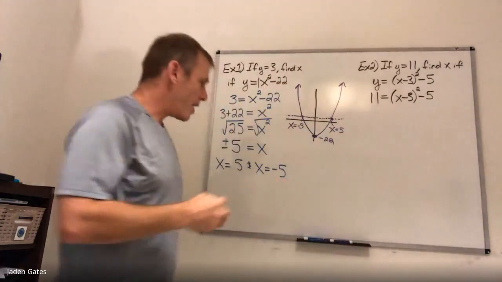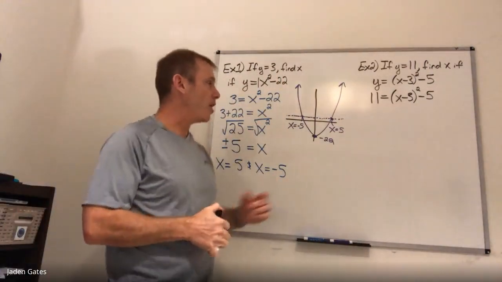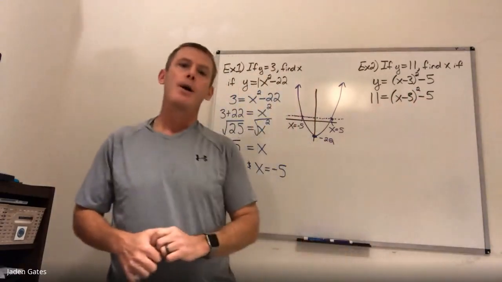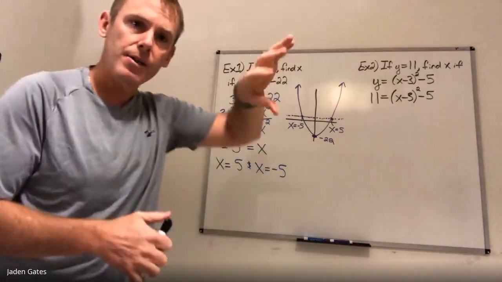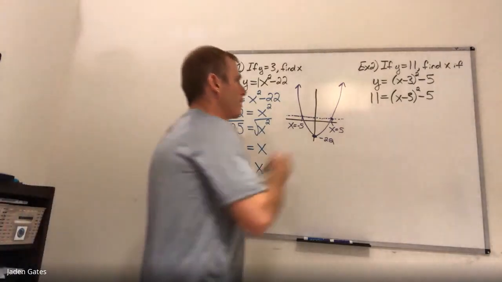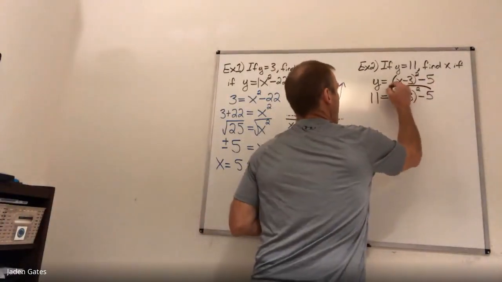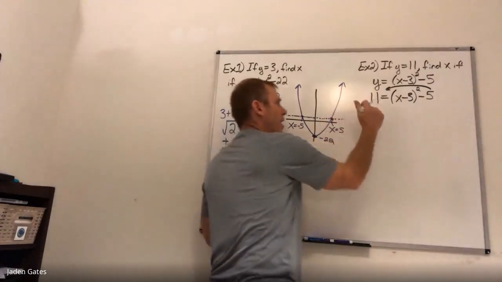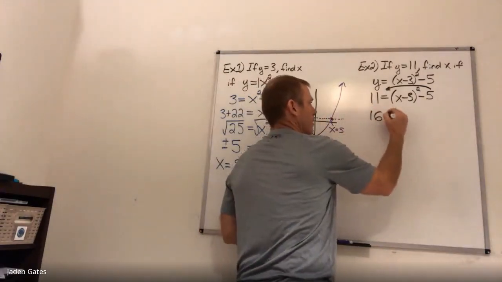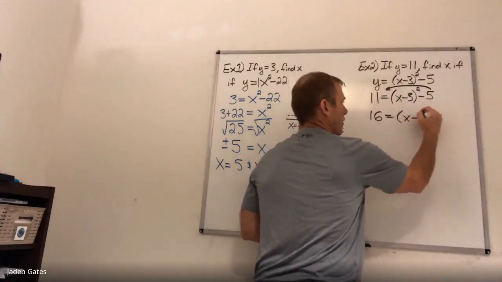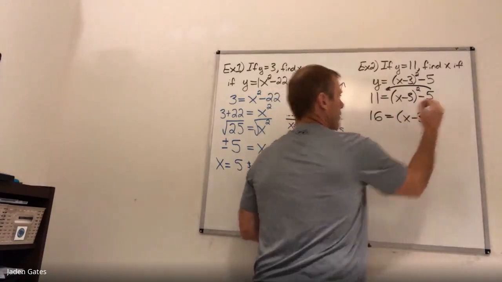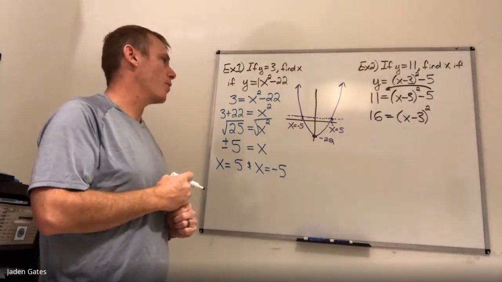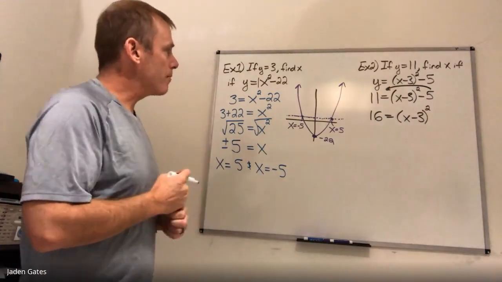All right, so when I'm getting this x value by itself, I got to get rid of this minus 3, the little 2, and the minus 5. The easiest thing to move right away is the minus 5. I'm just going to move it over to the other side, and so it's going to become a plus 5. And so 11 plus 5 would be 16. There we go. So now I have 16 equals x minus 3 squared. All right, so I got one number gone.